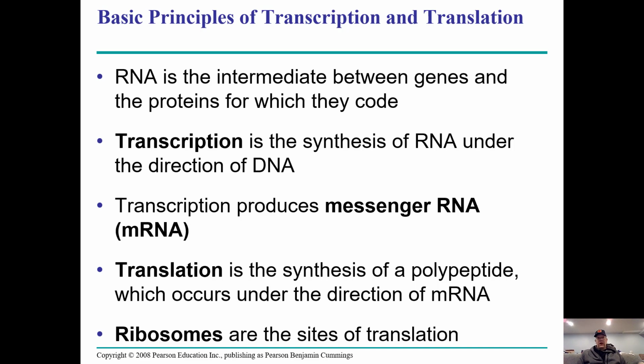So, how do we go from DNA to protein? Well, first we have this process called transcription, and what we're doing is we're taking DNA information, we're turning it into RNA information. That DNA information ends up producing something called messenger RNA, or mRNA for short. After transcription is done, then we do translation, where we're taking that RNA information and turning it into a protein.